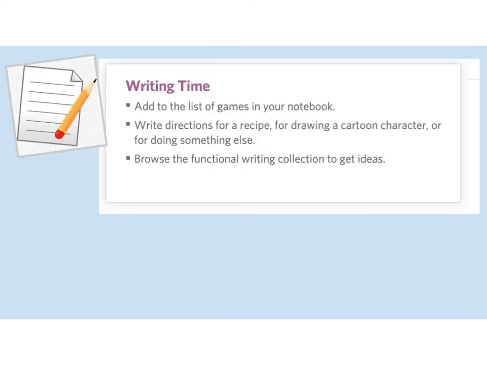All right, we've talked a little bit about how to write clear directions. So I'd like you to decide what you would like to practice with today. I'm going to give you lots of choices. You can, during your writing time today, add to the list of games that you made the other day. Simple games. They were supposed to be that you could teach someone how to play. You can either add to that list or you can write directions for a recipe, write directions for drawing a cartoon character, or write directions for doing something else.